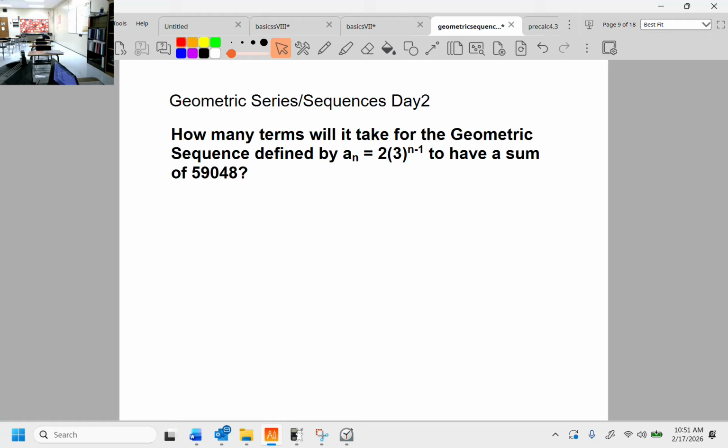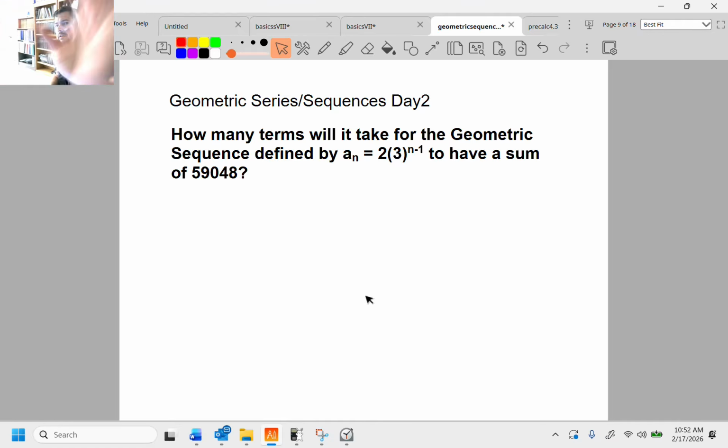So here's a good start to today's lesson. How many terms will it take for the geometric sequence defined by a sub n is 2 times 3 to the n minus 1 to have a sum of 59,048? Not for it to be 59,048, for it to have a sum of. So I'm going to take all these terms, and I'm going to add them together.